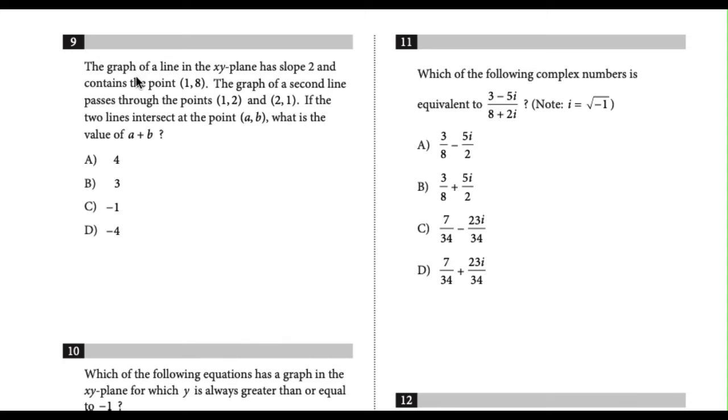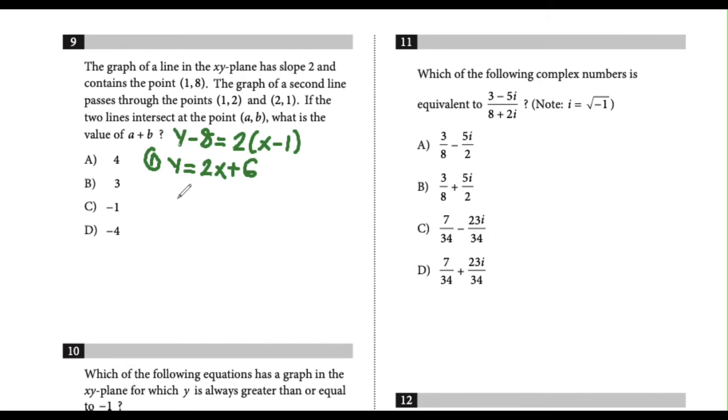So in order to find the equation of the first line, it has a slope of 2 and passes through the point 1, 8. So we're going to use the point slope formula. We're going to get that y minus 8 equals 2 times x minus 1. To simplify this, we can distribute the 2 and add the 8 over. If we do that, we're going to get that y equals 2x plus 6. 2 times negative 1 is negative 2. And then we're going to add 8. Negative 2 plus 8 is positive 6. So this is the first equation.